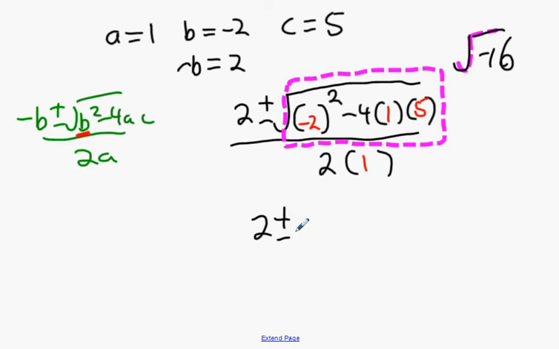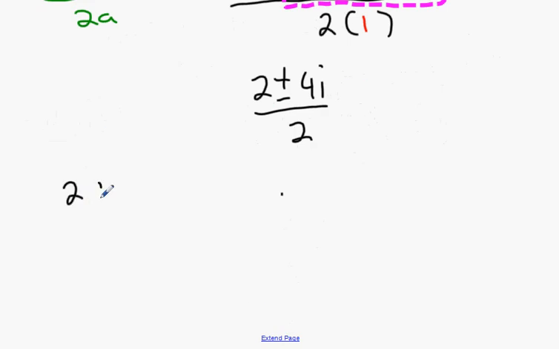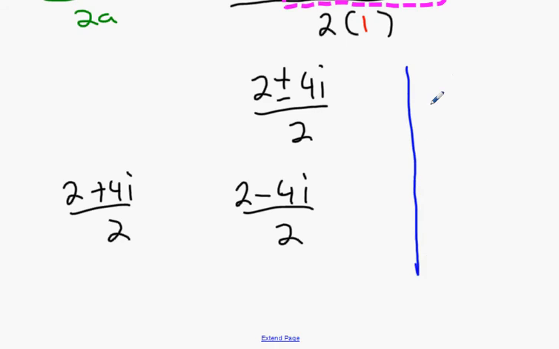2 plus or minus 4i all over 2. So you have two answers. You have 2 plus 4i over 2, or you have 2 minus 4i over 2. Now, what I tried to explain to people earlier is that the fraction on the bottom acts on both numbers on the top. So what's 2 divided by 2? 1. And 4i divided by 2? 2i.